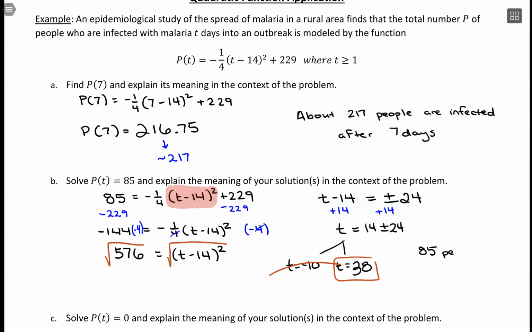So 85 people are infected after 38 days.